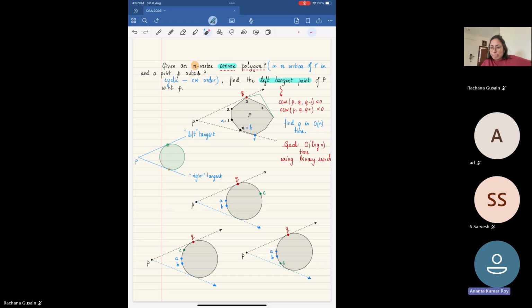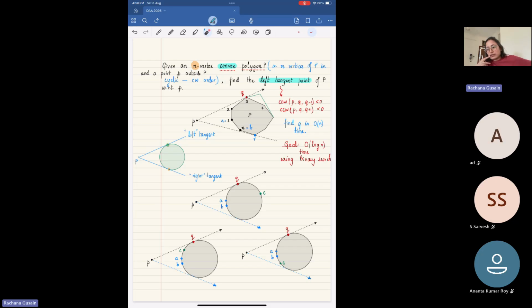The left tangent is not known to us, that we have to find. I know A, I know B, I know the point C because they are the input set of points. A is the index 1 point, B is the index n point, C is the middle index point. So if I want to know whether C lies in the inner region or in the outer region, can I use CCW to identify that?